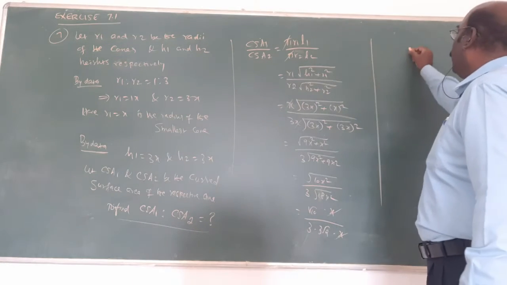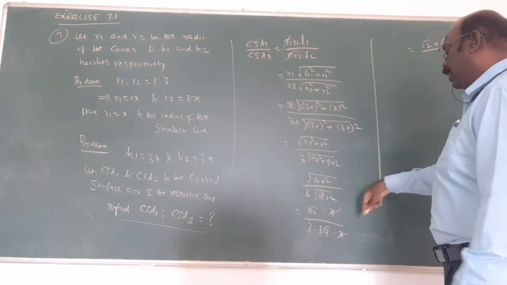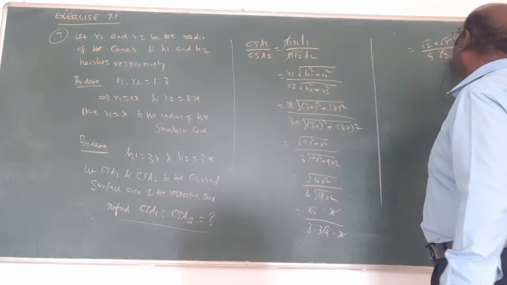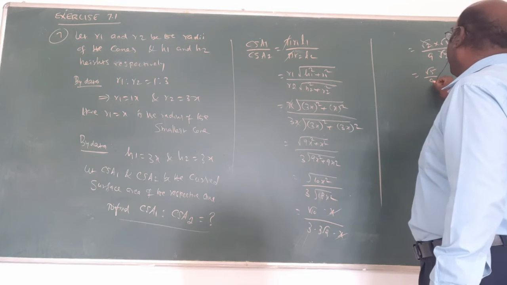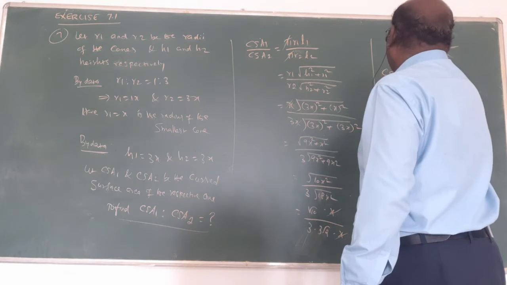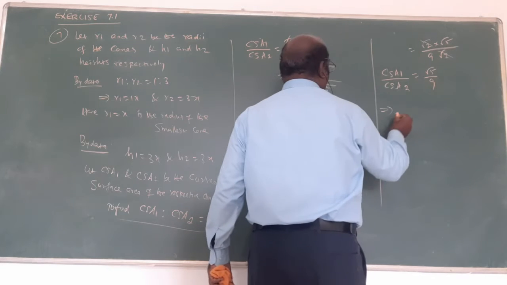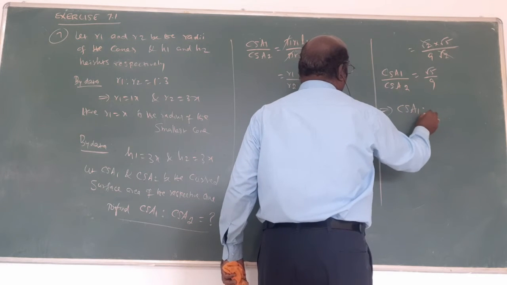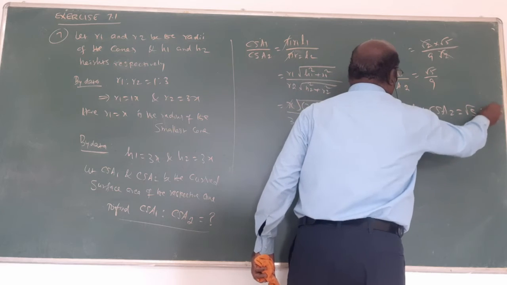Again, root 10 turns into 2 root 5. Okay? That is 9. So we get 2 root 5 by 9, cancel now: root 5 by 9. What is this? CSA1 and CSA2. What is it asking? It is only asking the ratio: the ratio of CSA1 to CSA2 is equal to root 5 is to 9.